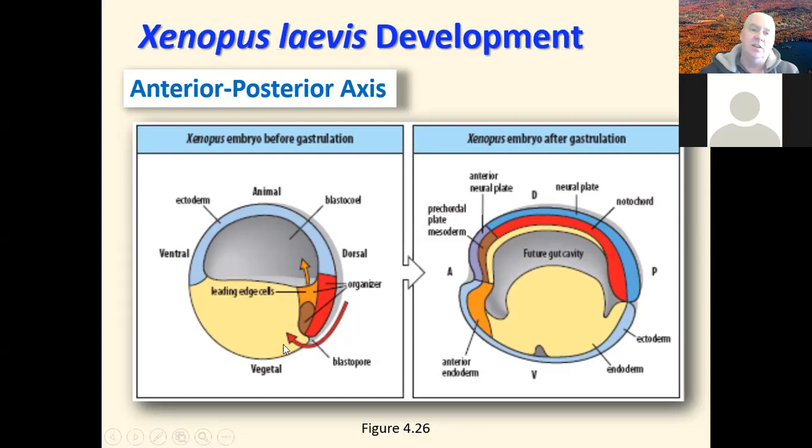And as it does, it leaves these things behind in different positions. And now you've got anterior endoderm here. You've got precordial plate mesoderm, head. And then you've got notochord here. And what's going to happen next is this notochord is going to turn this ectoderm into spine. You're going to get neurulation that way. And then this is going to turn the anterior neural plate into brain. So we've spread that whole axis out that way.